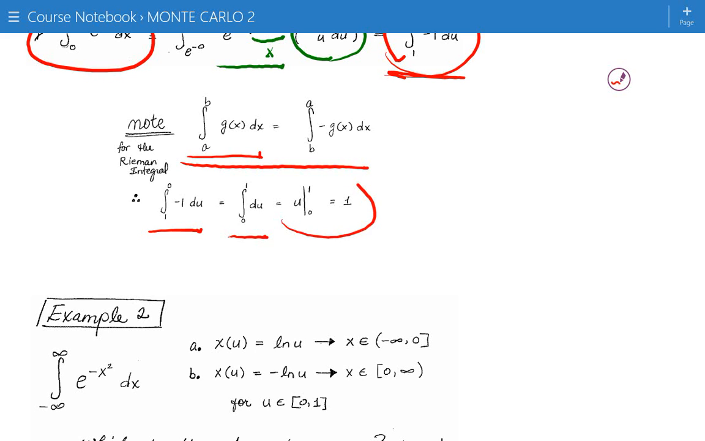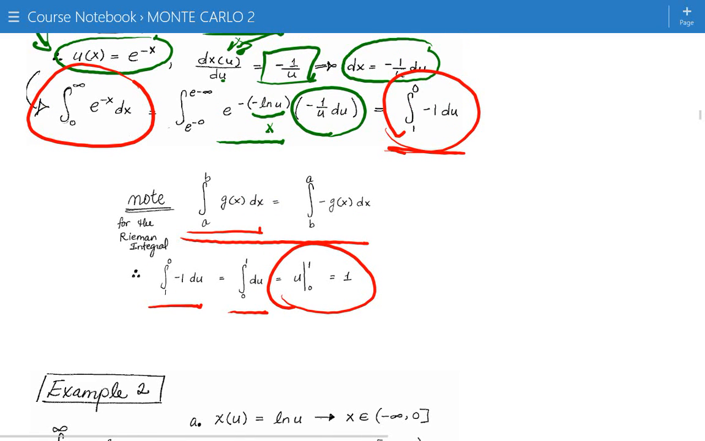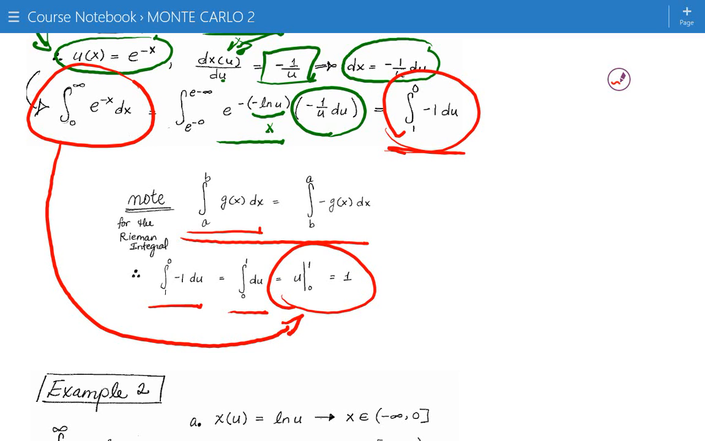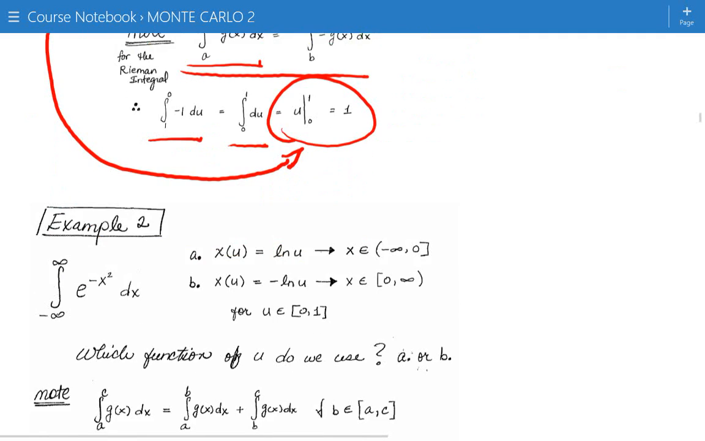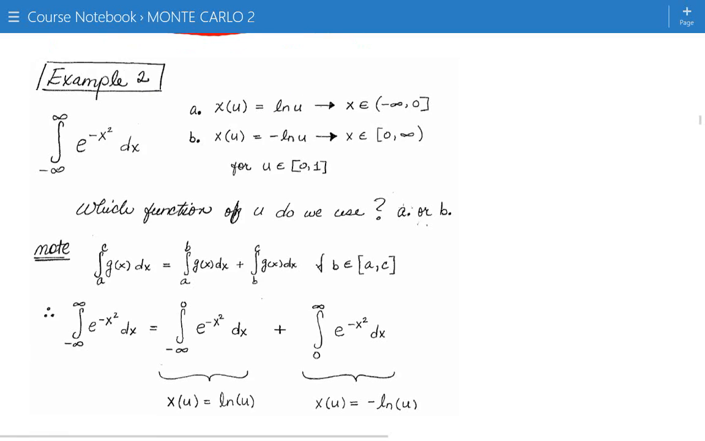So if you evaluate that integral, you get u evaluated from 0 to 1, and that gives you 1. So we were able to answer this question by evaluating u from 0 to 1. Made it a lot easier. Now let's take another example.